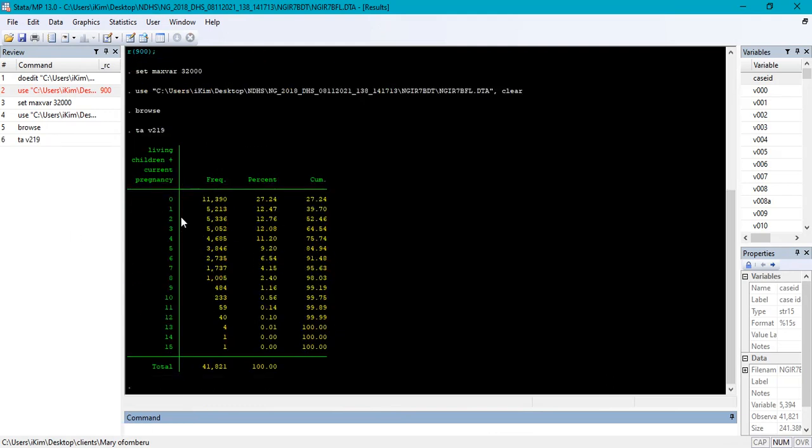So these are the list. You can see those who had 0 children, that is those who never got pregnant and don't have a child at the moment. We have 11,390 people who will not be considered in this research. The total of all the women interviewed, all the respondents who partook in this survey, is 41,821. Out of which 11,390 are not going to be considered for this research because they were neither presently pregnant nor have they had a child in the past.